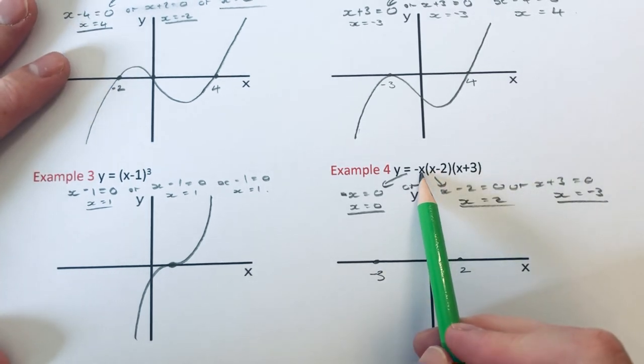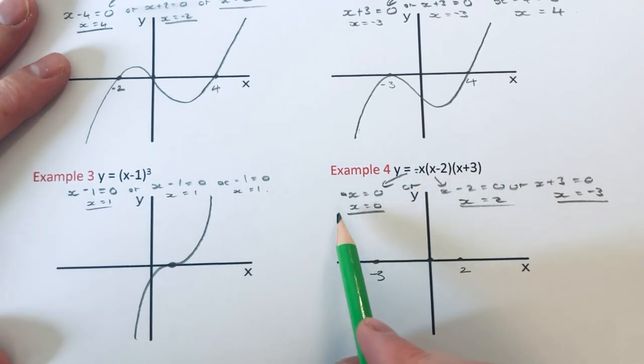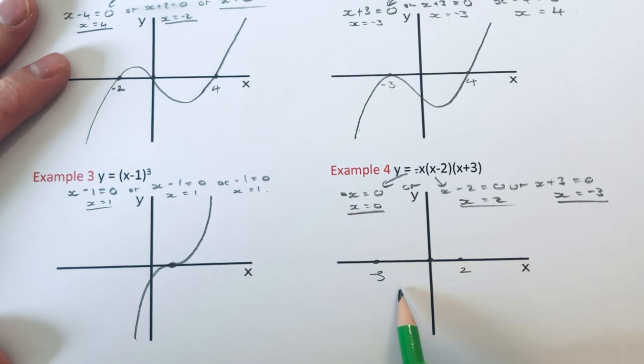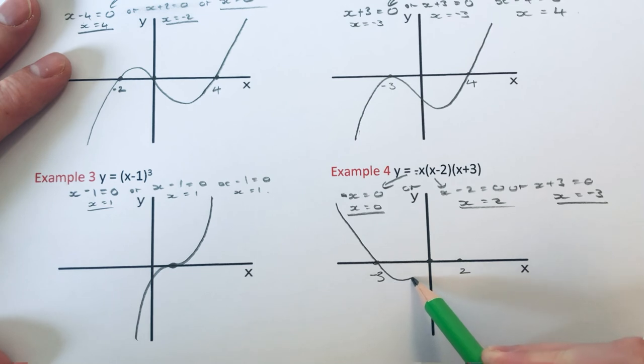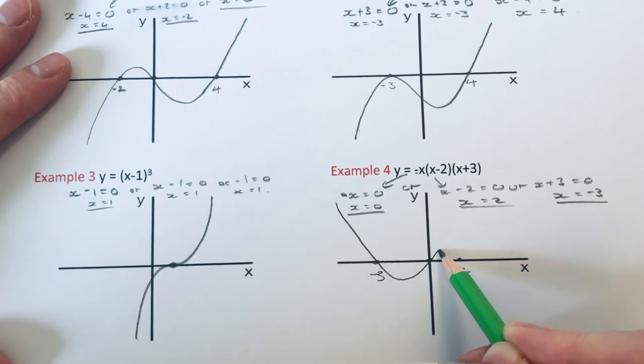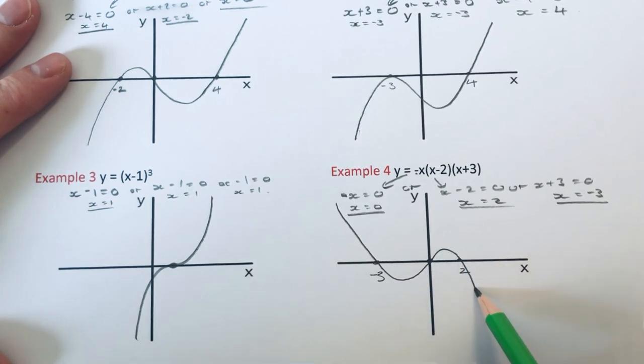You probably did notice that there's a minus sign in front of the first x. So this means the cubic is coming from the top left, not the bottom left, okay? So it's going to cut through the minus 3, then go back up, cut through the 0, and then go back down through the 2.